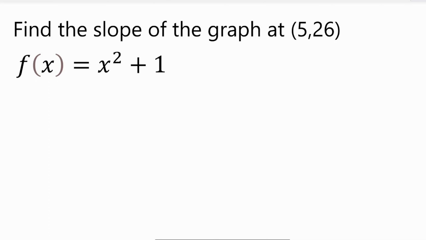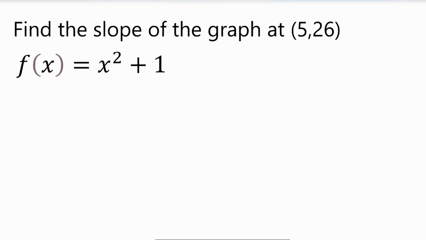Hello everybody. In this video, we're going to be finding the slope of a specific graph at a specific point. So here, we want to find the slope of the graph f of x is equal to x squared plus 1 at the point (5, 26). This (5, 26) is a point on the graph, and we want to find the slope of the tangent line of the graph at that point, okay?